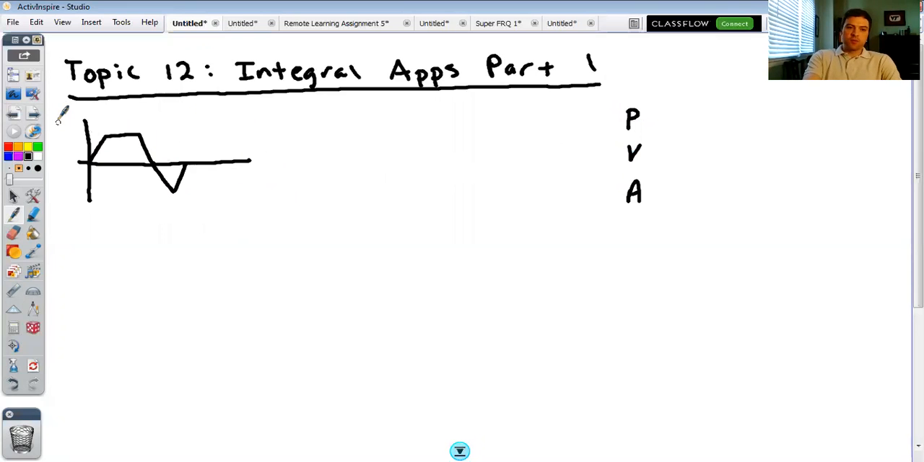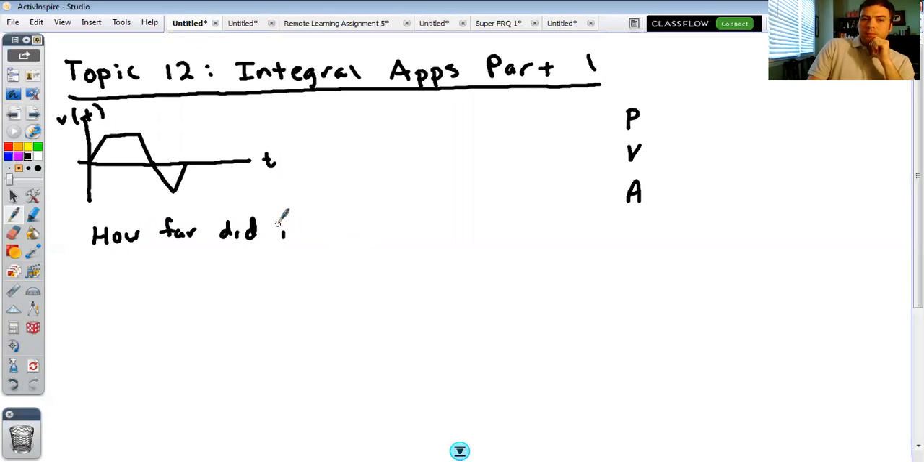So let's say that this graph represents the velocity of a particle. And our horizontal axis is the time axis. And I want to know how far did it travel. So this graph represents how fast and in what direction it's going, right? It's traveling to the right here, it's traveling to the left when it's below. And I want to know how far it went. So there's two important questions to look at.